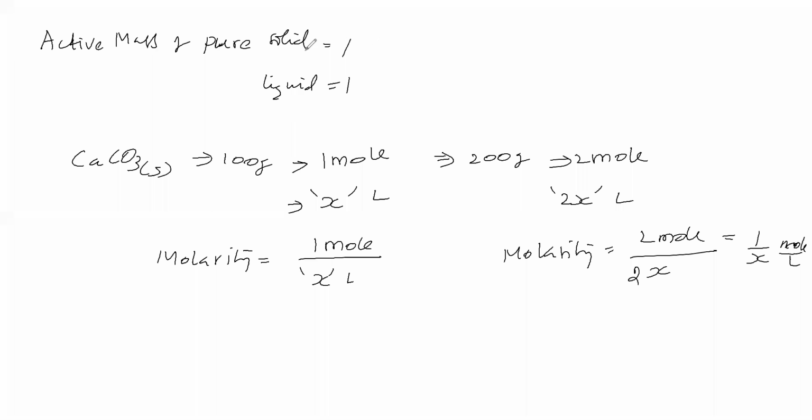Okay. So why it is taken as 1, in the sense this active mass, this concentration of pure solid does not depend on its quantity. Whatever the quantity, concentration, molarity remains same. That's why active mass of pure solid is taken as 1. Okay. Here impurity should not be there. So active mass of pure solid is taken as 1. Similarly, pure liquid is taken as 1. Okay. Next, we will see what is called law of mass action.